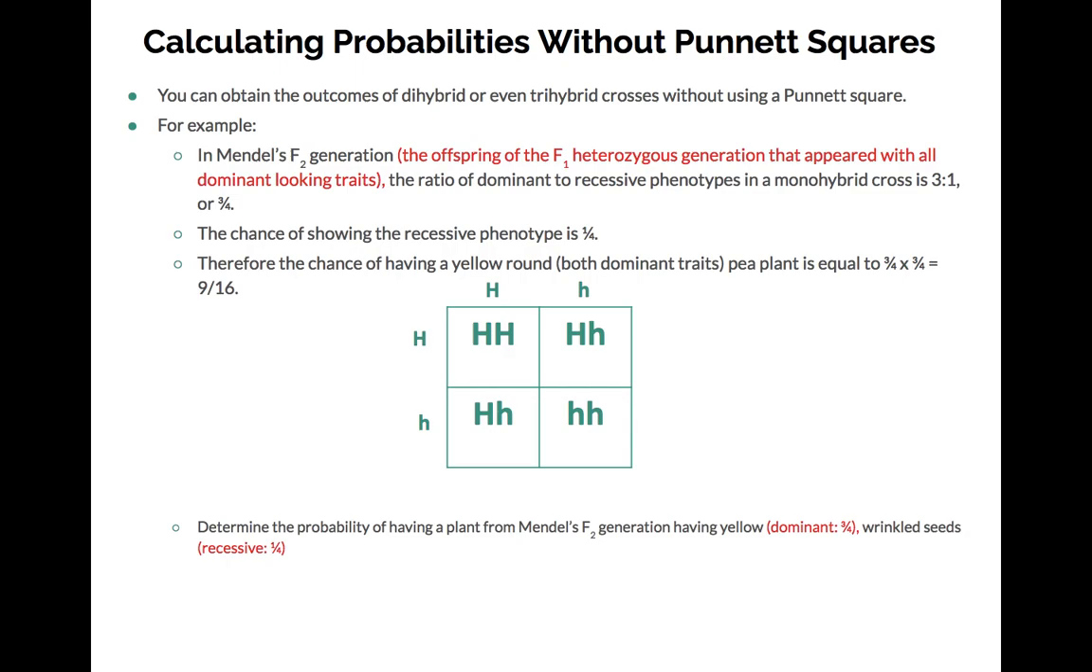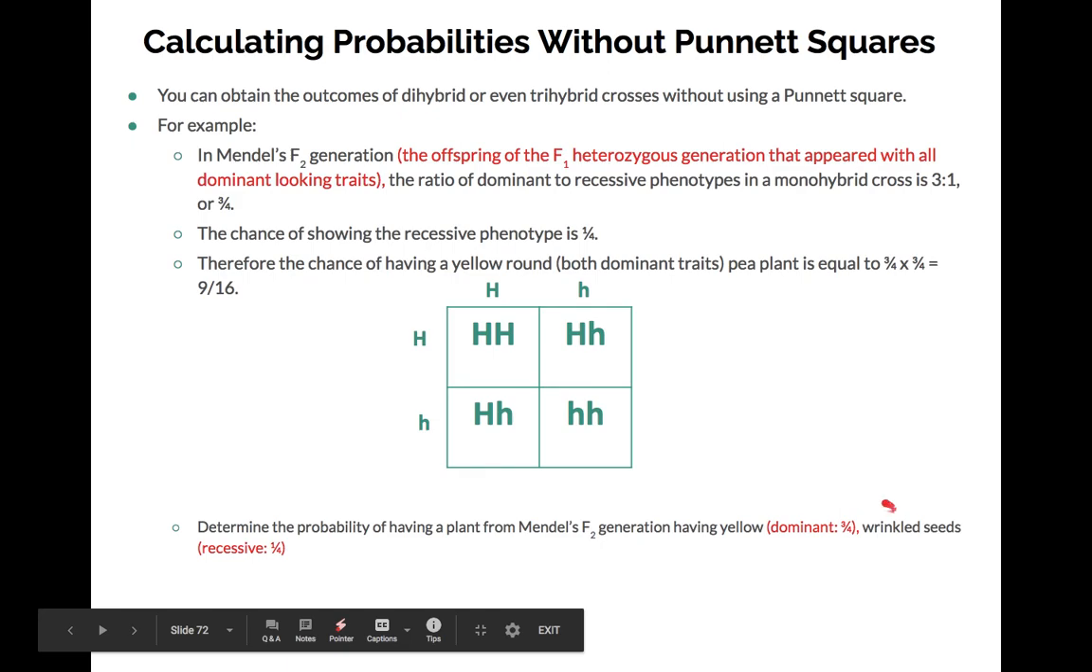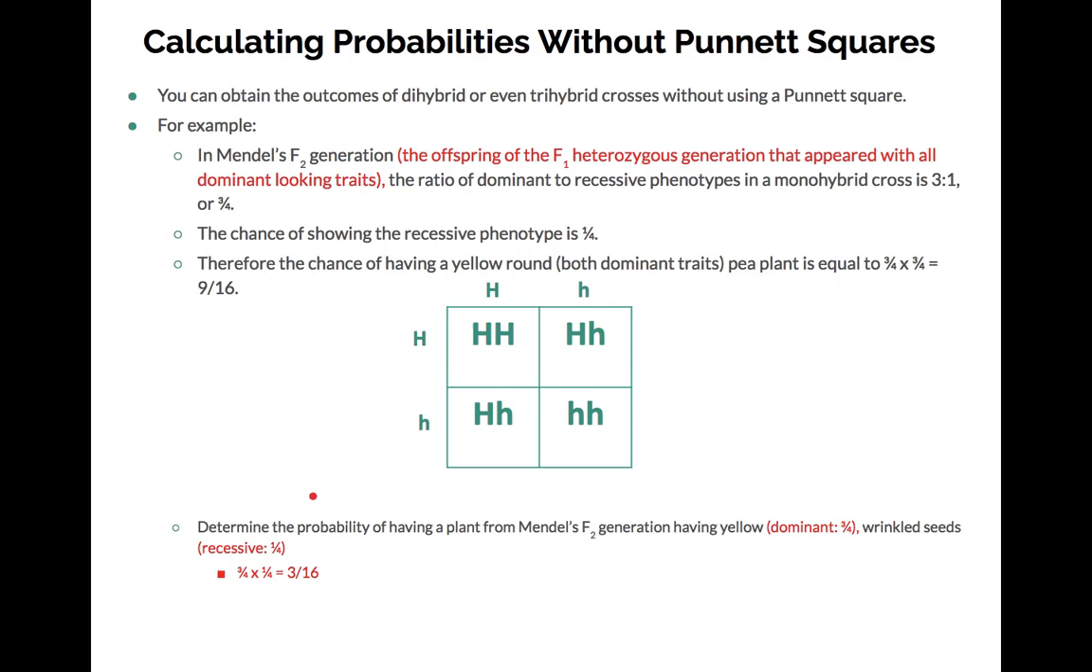Now, we already did this one together, right? 2 dominant traits. Now go ahead and try this one on your own. What if a plant from Mendel's F2 generation was yellow and wrinkled? What's that chance? Basically yellow is dominant, so multiply 3/4 times the recessive 1/4. If you do that, you end up getting 3 out of 16 should be yellow and wrinkled. And if you go back to that Punnett square and count, it is 3 out of 16.